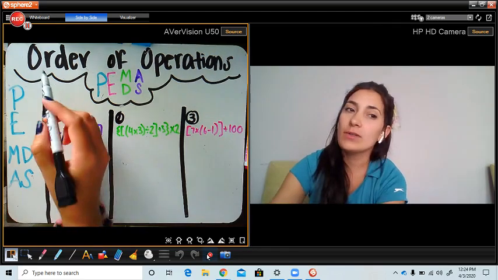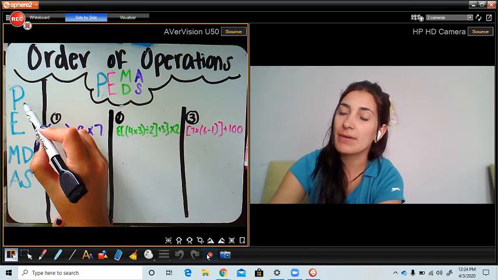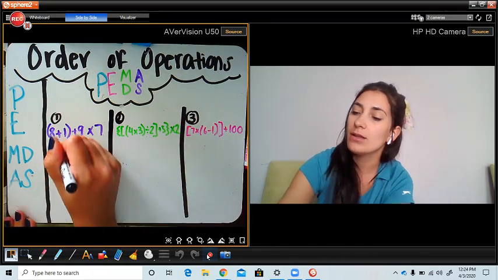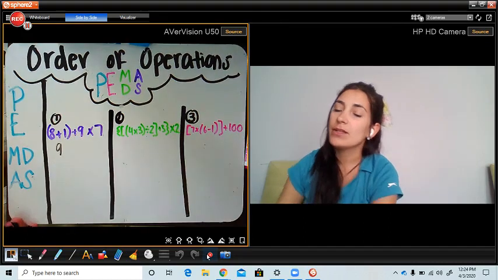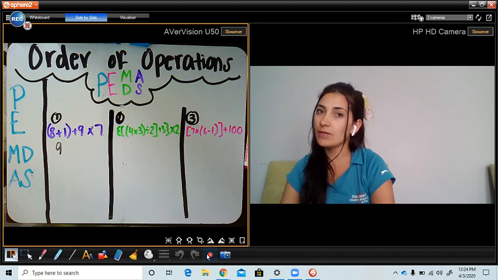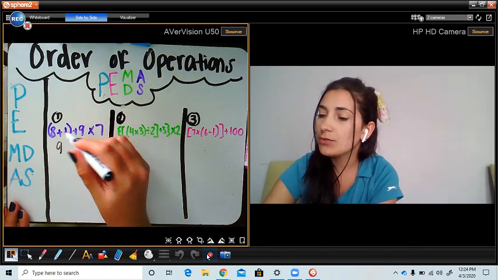So according to PEMDAS, we have to start with P, parentheses first. In this equation, there is parentheses. It's 8 plus 1, which we know is 9. So the best trick is to rewrite the equation every single time you start to solve a little bit of it. So we're just going to rewrite it.